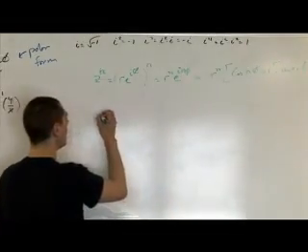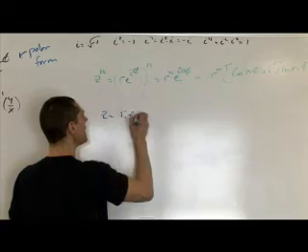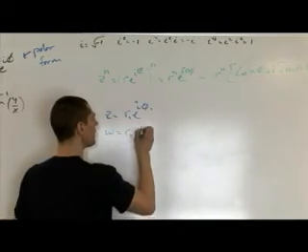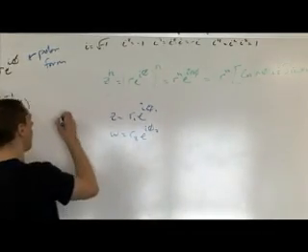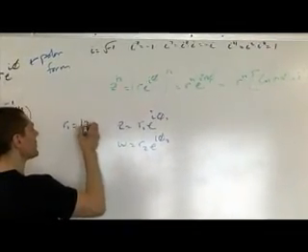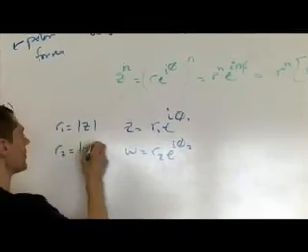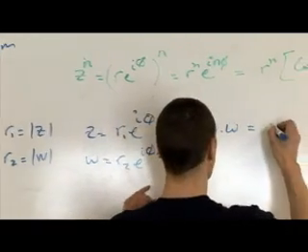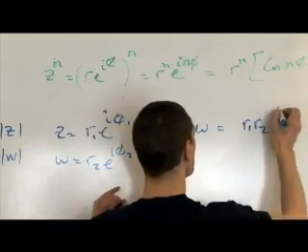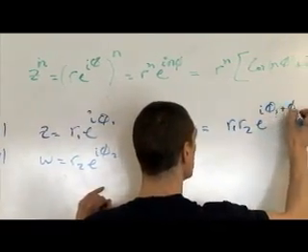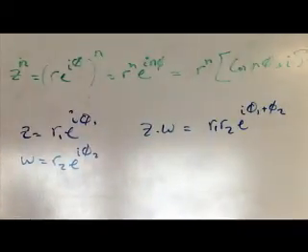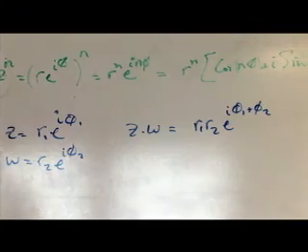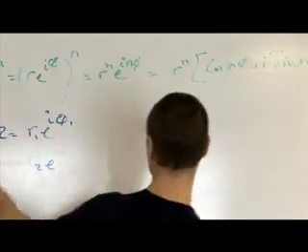You would do this. Z is equal to R1 e to the I theta 1, and W is equal to R2 e to the I theta 2, where R1 is equal to the modulus of Z, R2 is equal to the modulus of W. Then Z times W is equal to R1 R2 e to the I (theta 1 plus theta 2). Okay, so I think we should do some examples to see what's going on here.